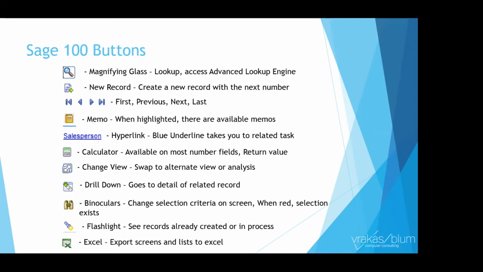The last button here, Excel, pretty straightforward. On a lot of our magnifying glass lookup screens, we'll have the ability for this Excel button. It allows us to export it to a sheet where we can do further analysis, where we can do a mail merge, where we can do all different kinds of things. So this is just a little bit of an overview of some of the Sage buttons.